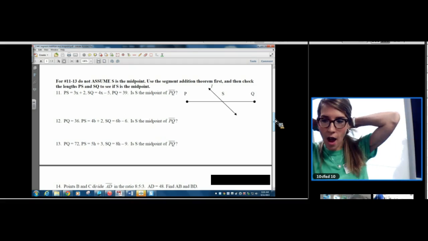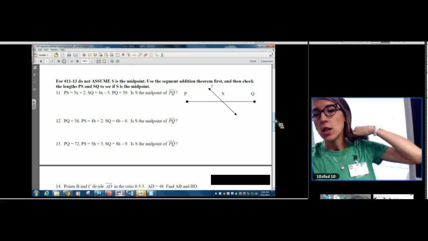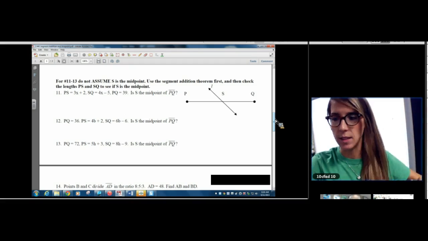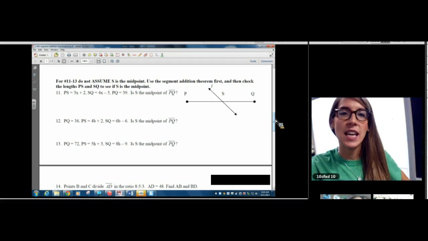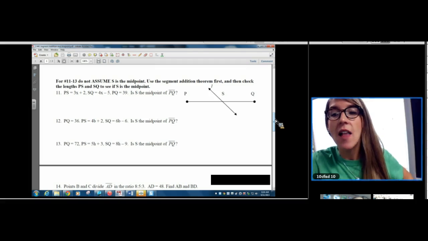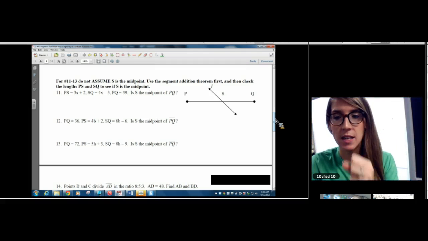Number 12 says, do not assume S is the midpoint. Use the segment addition postulate, it says theorem, first, and then check the length of PS and SQ to see if S is the midpoint. So it's like you're innocent until proven guilty. He's not the midpoint yet unless we have proof that he's the midpoint.